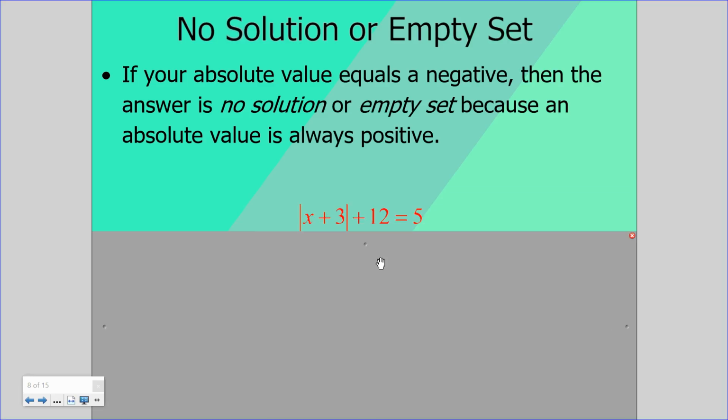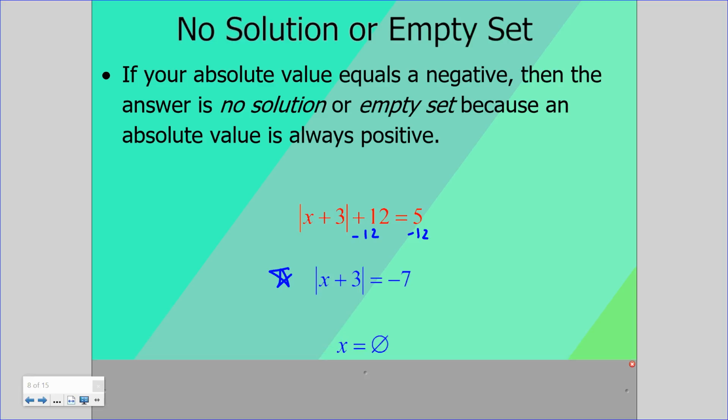So for example, let's say we are isolating these absolute value bars here. We subtract 12 from both sides. And at the point at which our absolute value bars get isolated, we are equal to a negative number. This is not possible because the absolute value of anything will always be positive. So at this stage, you can say x is equal to the empty set, or you can say no solution. You can write that out.